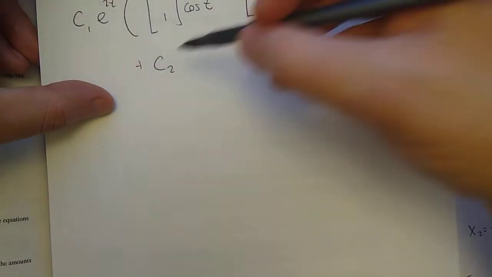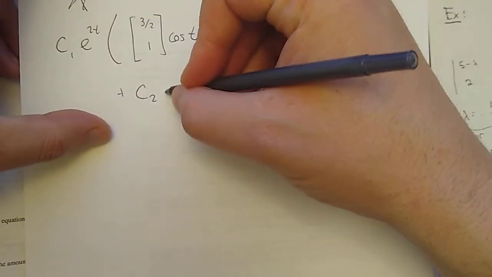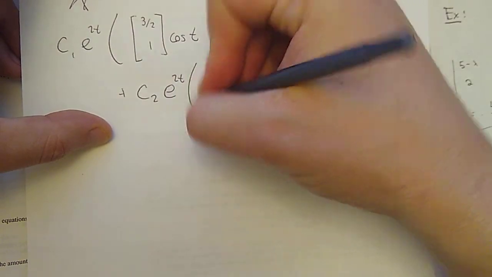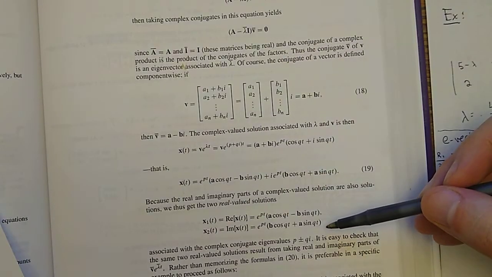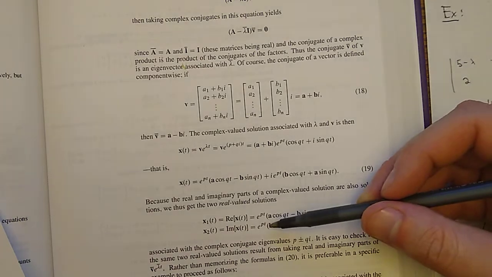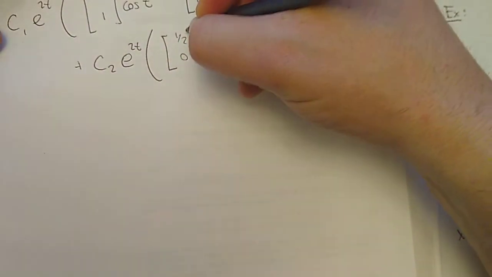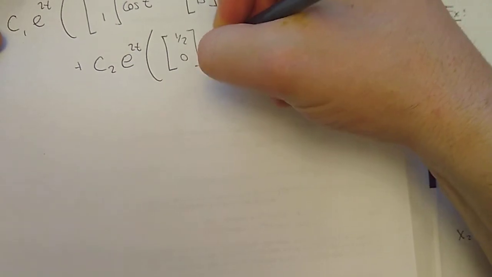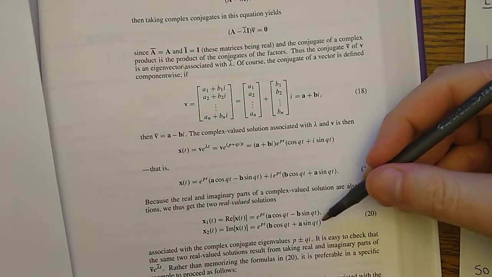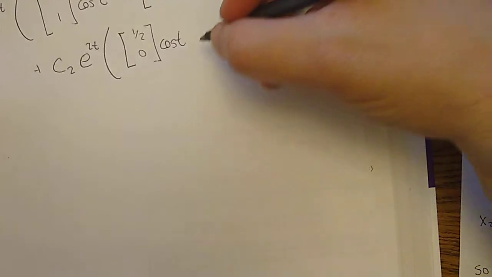Plus c2, I'm going to have another constant times my next linearly independent solution, which also has an e to the pt on it. And then other than that, it's b cosine plus a sine.